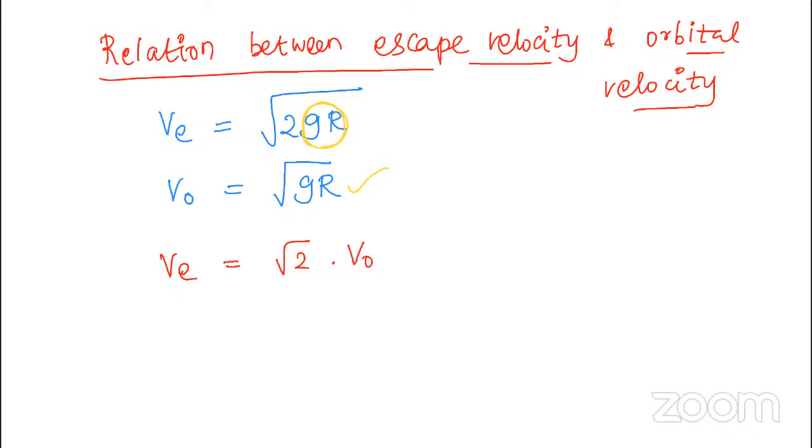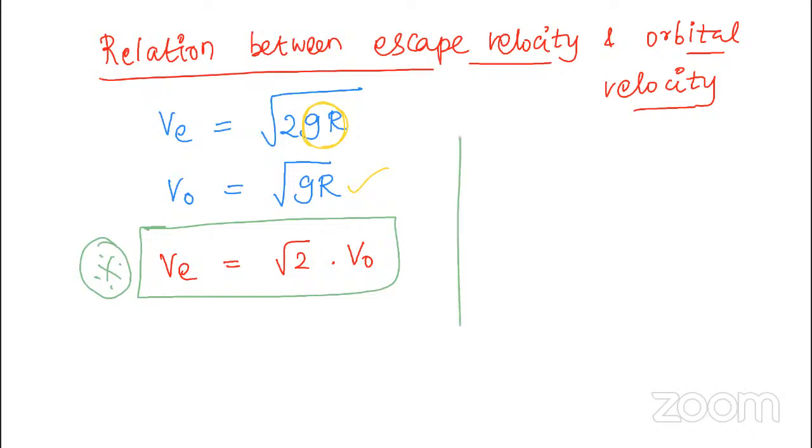This is also a very, very important equation: VE is equal to root 2 into V naught. We already know the value for VE. It is a constant value. So now tell me the value for escape velocity or a constant value.